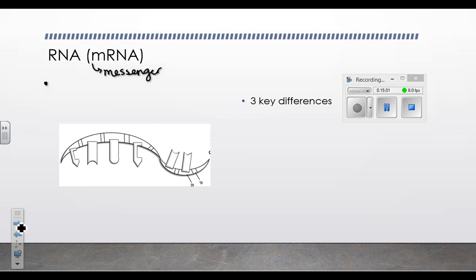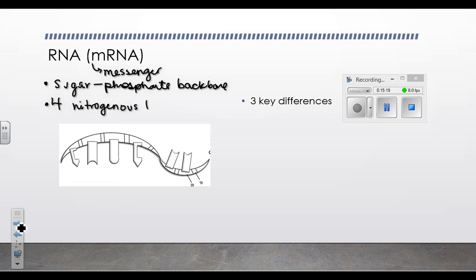mRNA looks really similar to DNA in that there is a sugar phosphate backbone, and that there are 4 nitrogenous bases. So far you would be like, well, what in the world is different between this and the last one? So the first very obvious visible difference is how many strands. There's only one. So DNA is a double helix, mRNA only has 1 strand. And that would be true for all the RNAs. They are single strands instead of double strands.